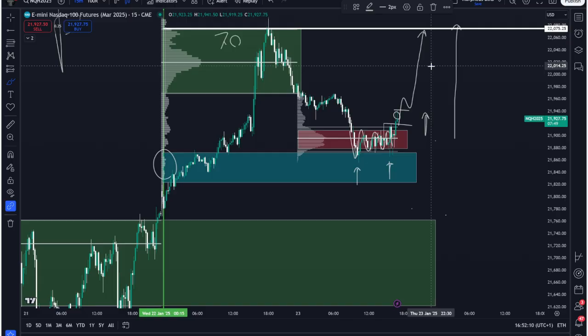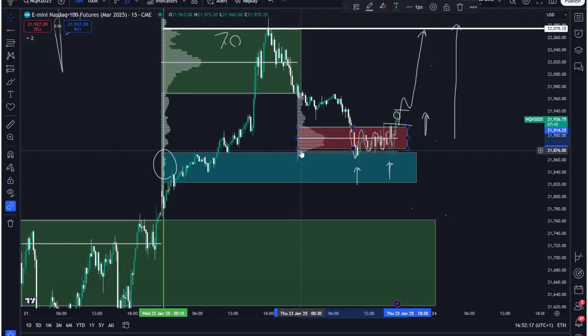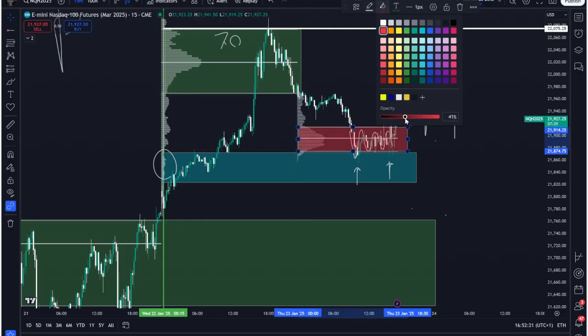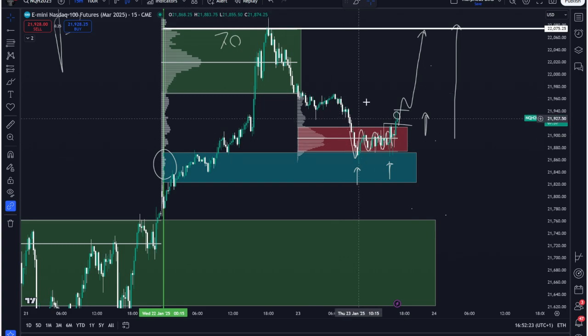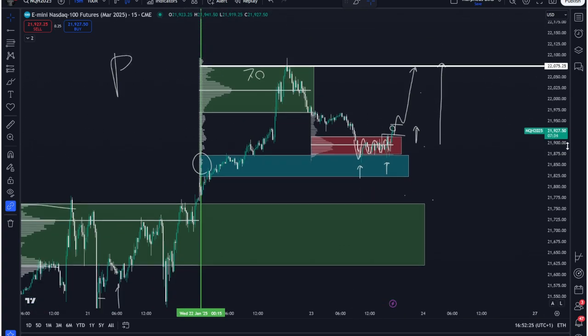Perfect. It's getting clear. Good. Now, this condition is a red flag for us because the market is building value lower. But we will not accept this condition till the day end.